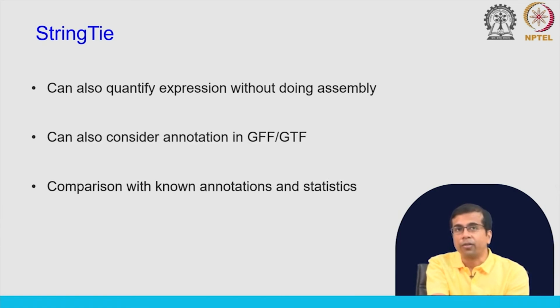So, StringTie can also consider annotation in GFF, GTF format. We have talked about this annotation when we were talking about variant annotation. This is also important for transcriptome assembly, because you want to know which gene contains how many reads. So, you need this annotation of genes or coding regions, etc. And it can also compare with known annotations, and it can generate statistics, etc.